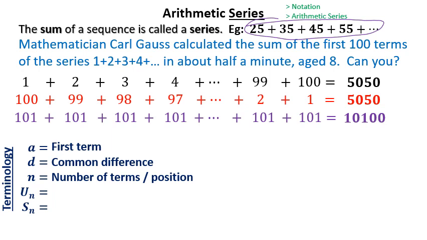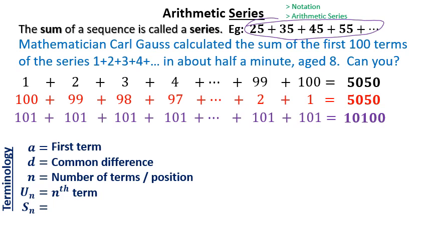And that brings us to Un, which is the general notation used to refer to the nth term of a sequence. So we could say U3 equals 45, for instance.